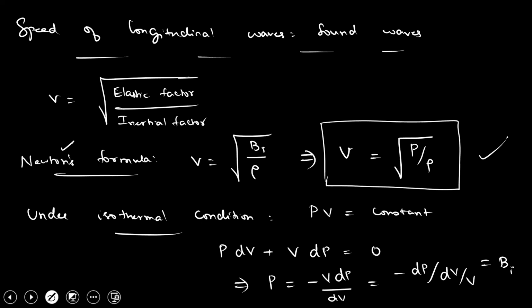With respect to something like this, to differentiate it, you want to do it with respect to volume. P into 1 plus V into dP by dV is equal to 0. Rearranging. Both are the same.